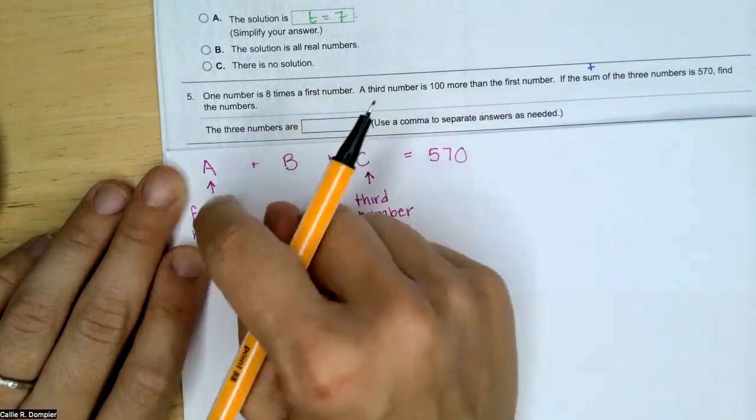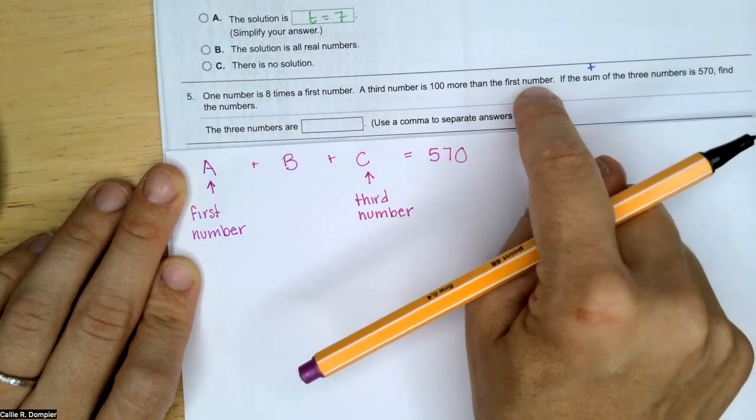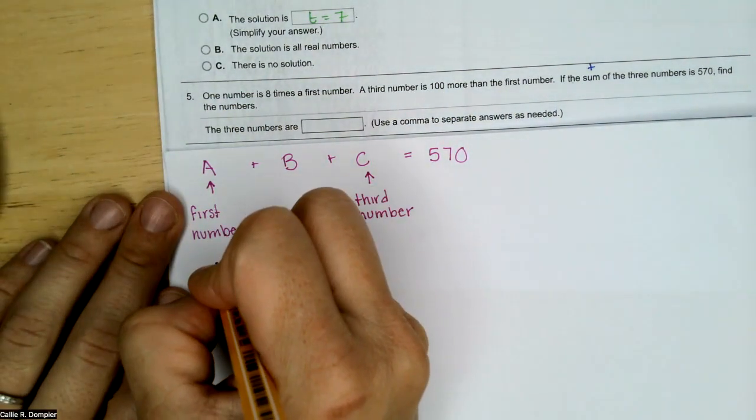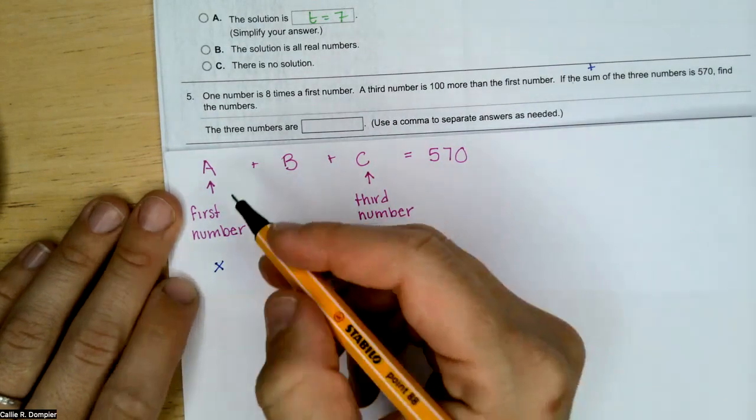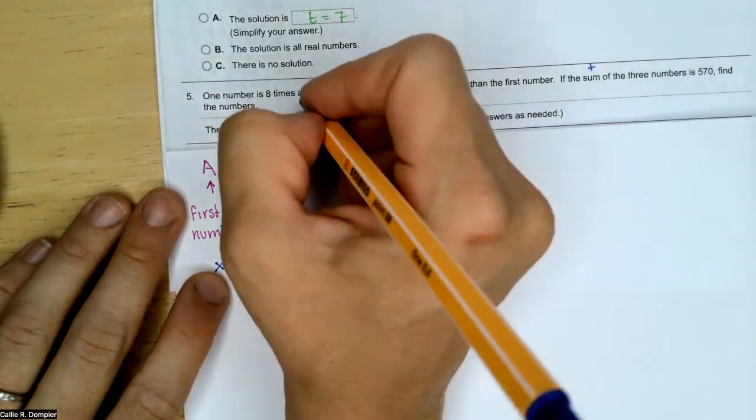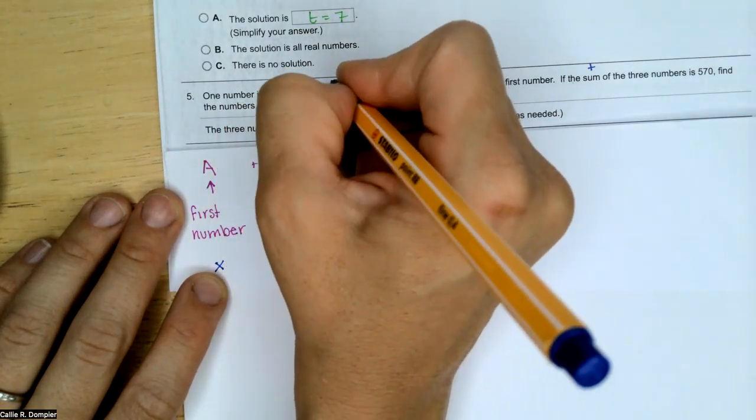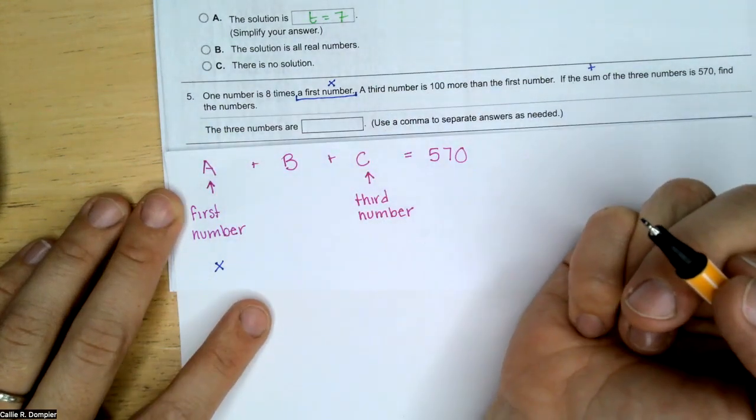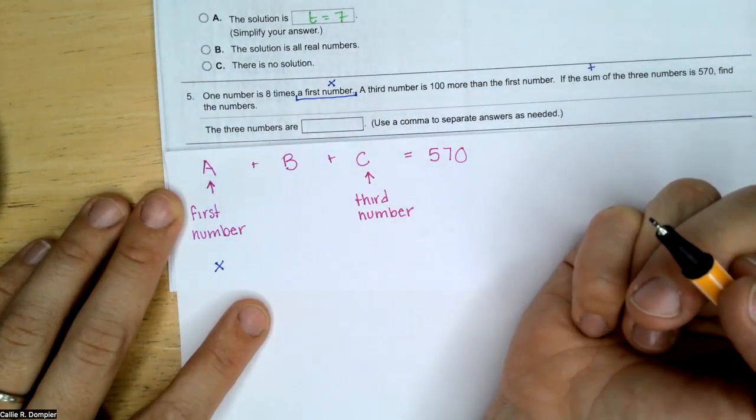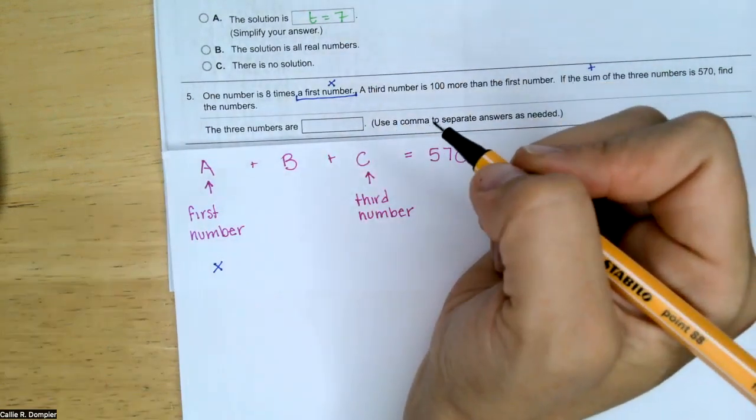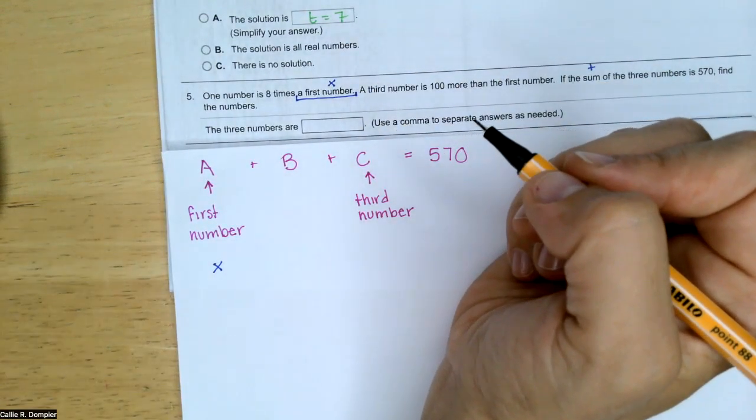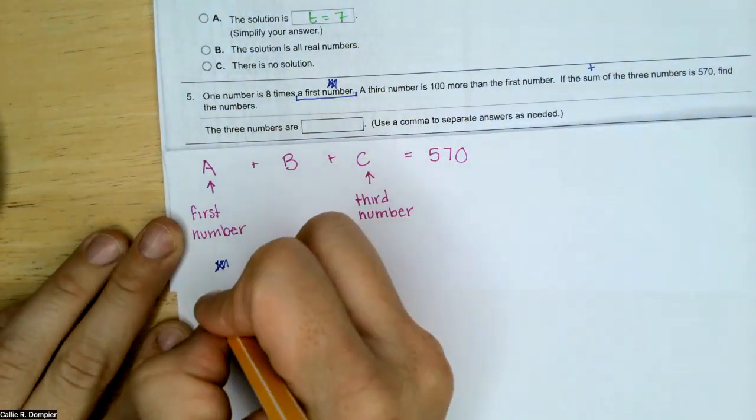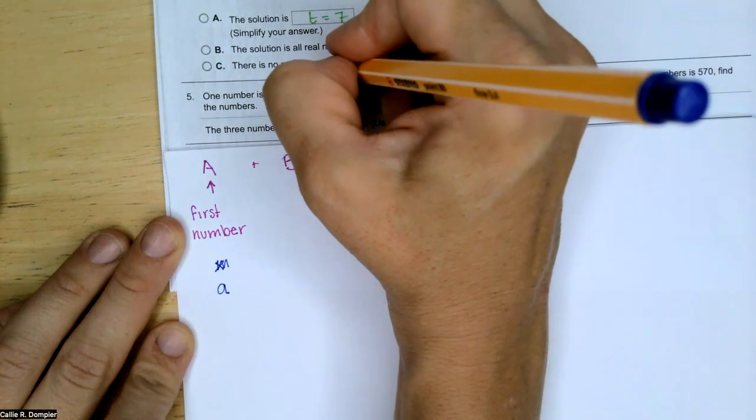One number is 8 times a first number. A third number is 100 more than the first number, okay? So the first number, I'm going to call X, or you can call it A if you want. I can't decide if I should call it X or A. Call it A. The first number is A, okay?